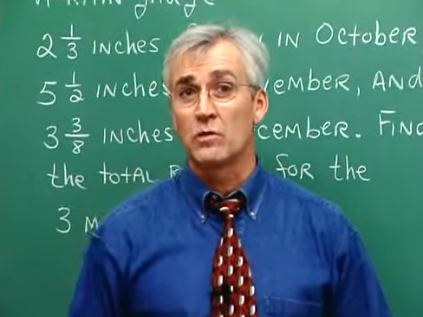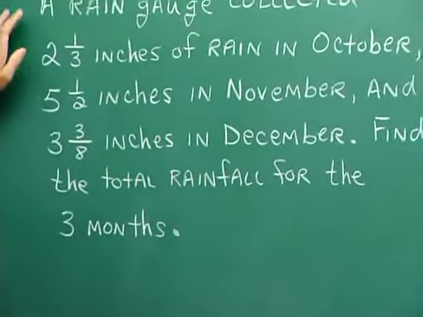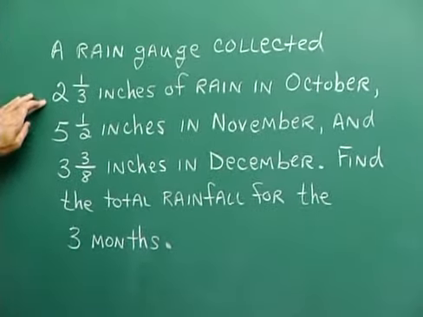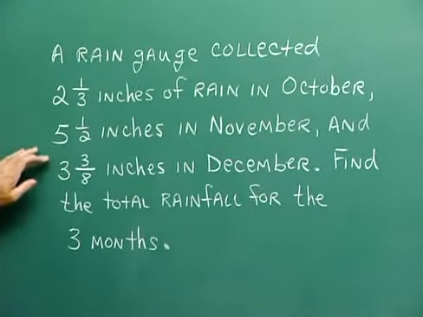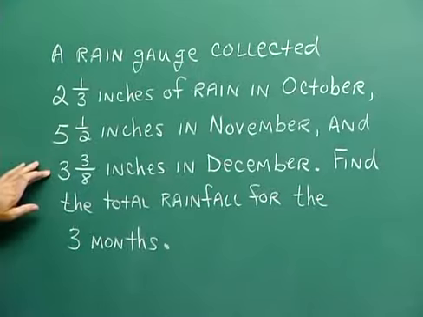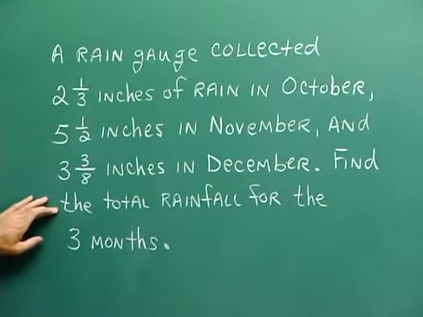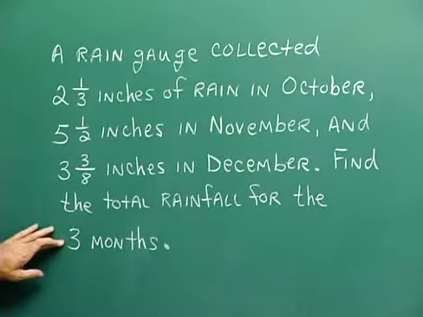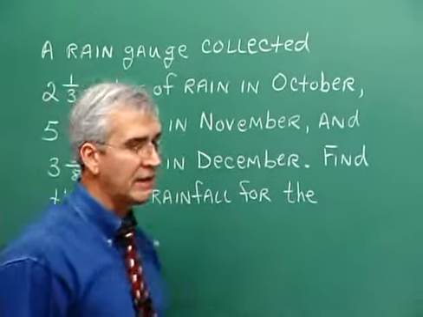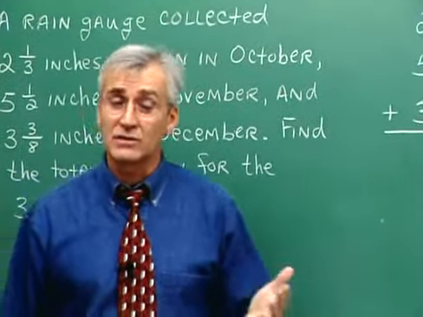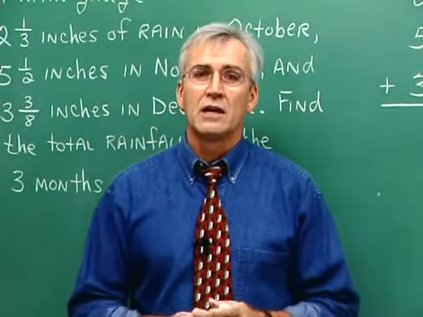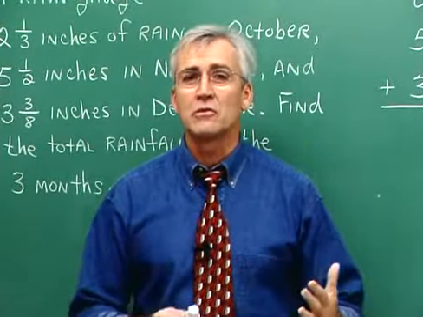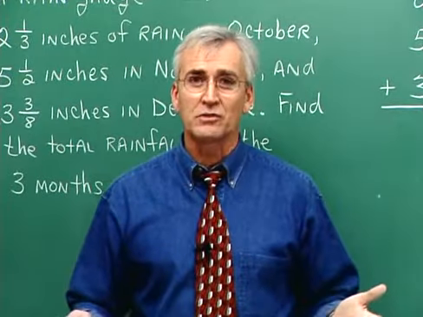Take a look at this word problem. It says, a rain gauge collected 3 1/3 inches of rain in October, 5 1/2 inches in November, and 3 3/8 inches in December. Find the total rainfall for the 3 months. Now, a lot of times you can recognize that the operation to be performed, as in this case, is addition, but just be careful about the numbers you're adding. And make sure you're adding the numbers you're supposed to add to get the result intended.